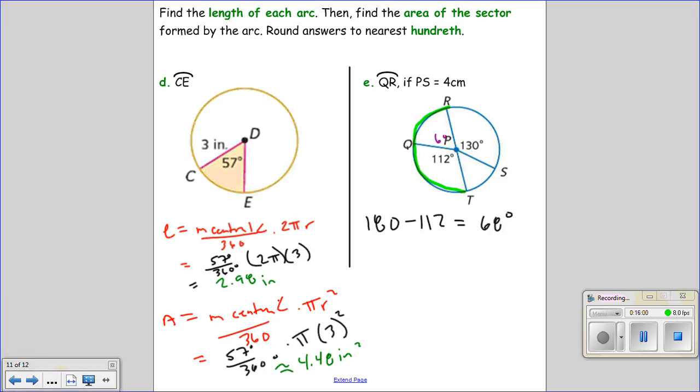So this is 68. Now that we know what that measures, you can answer the rest of the questions, finding the length of the arc as well as the area of the sector. So please complete this part on your own. And this concludes your notes for today.